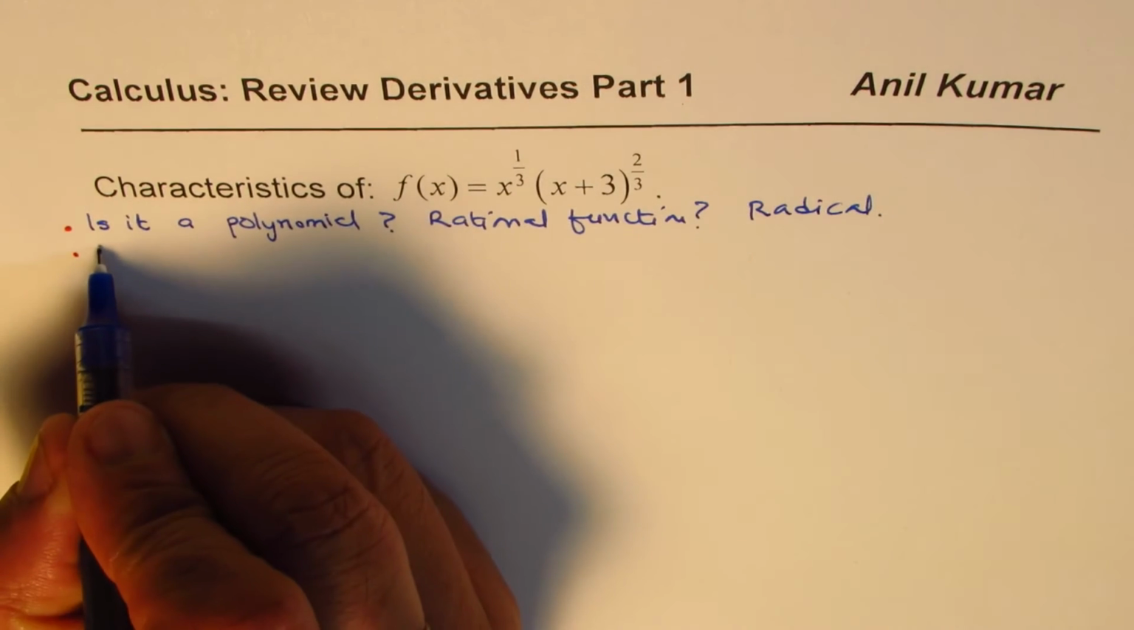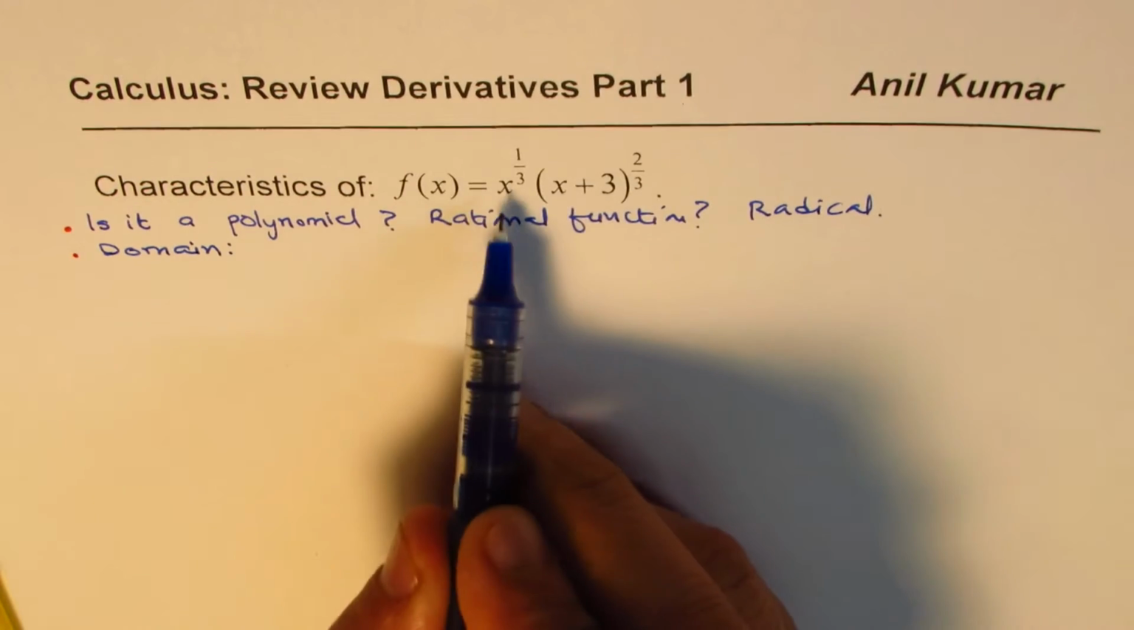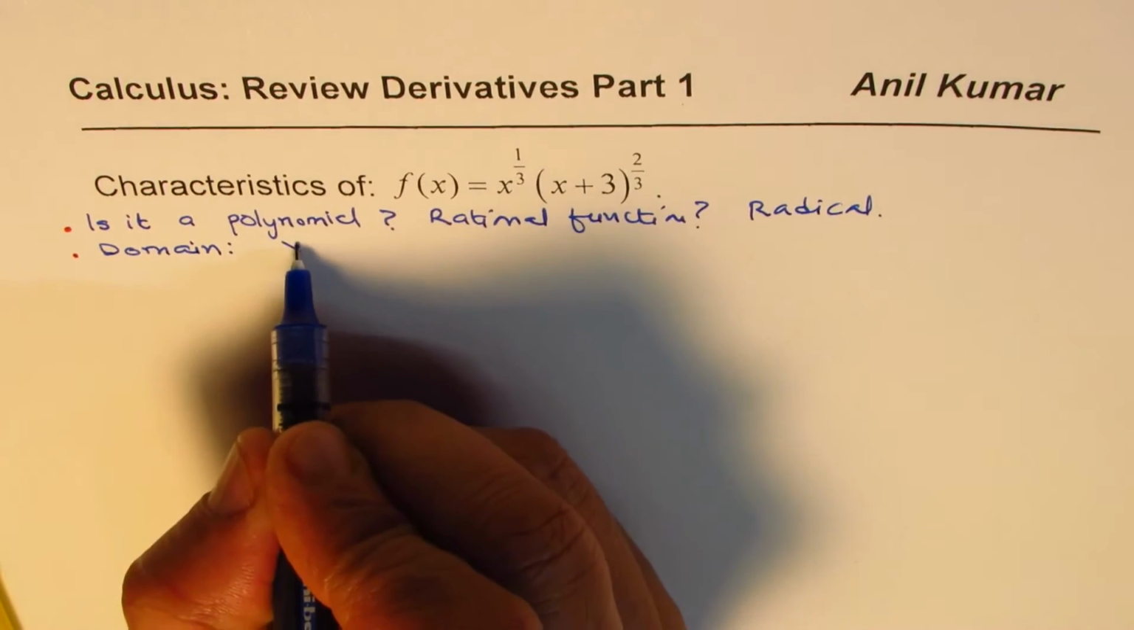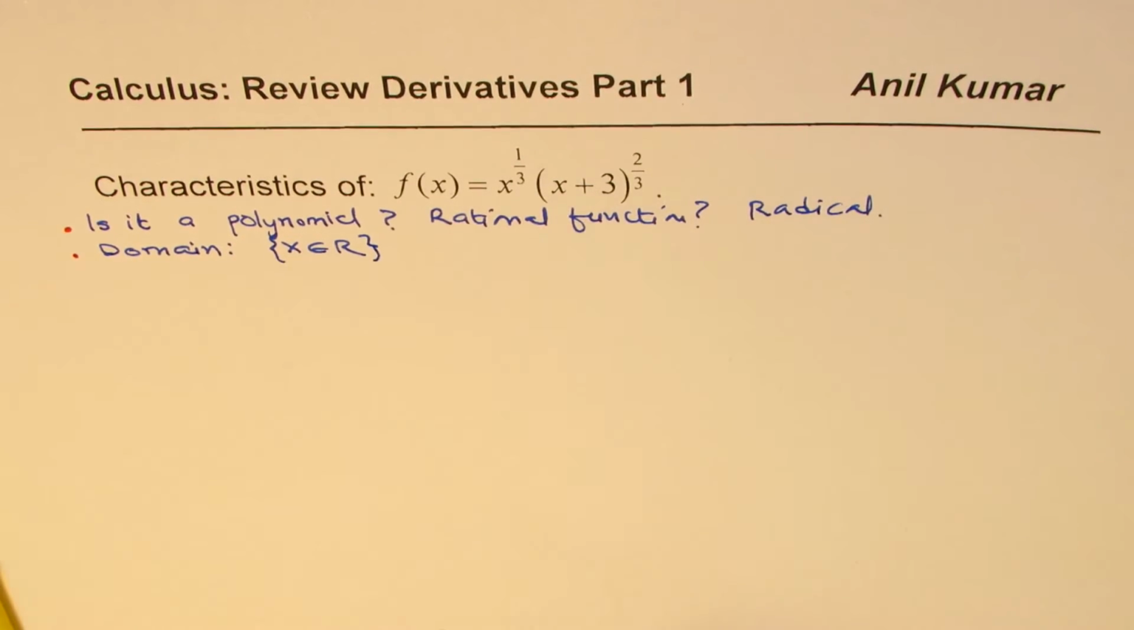Now, let's consider the domain of the function. What is the domain of this function? As you can see, there are no restrictions. So we can say x belongs to real numbers. That is the domain of the function.